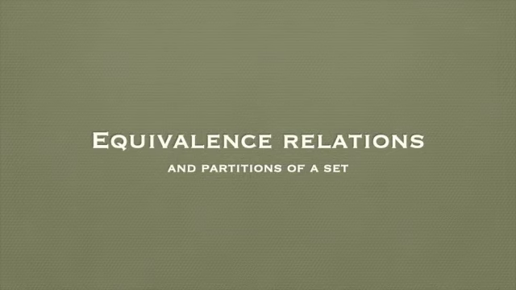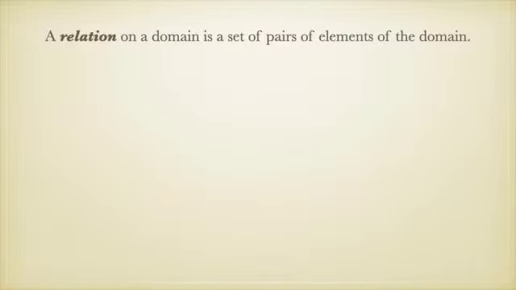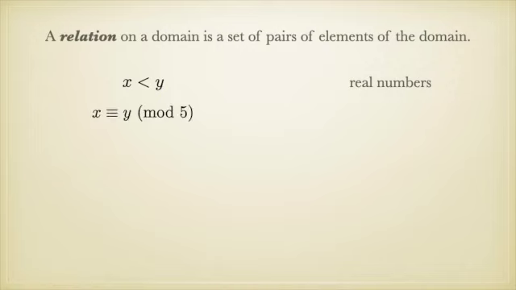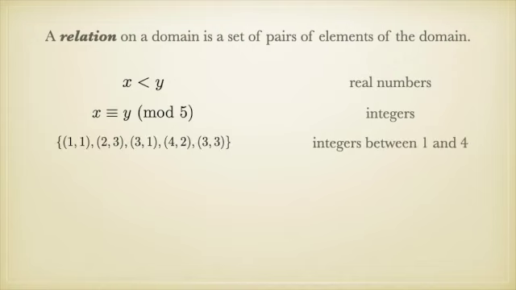Equivalence relations and partitions of a set. A relation on a domain is a set of pairs of elements of the domain. For example, x is less than y on the set of real numbers. Another example is x is equivalent to y mod 5, on the set of integers.